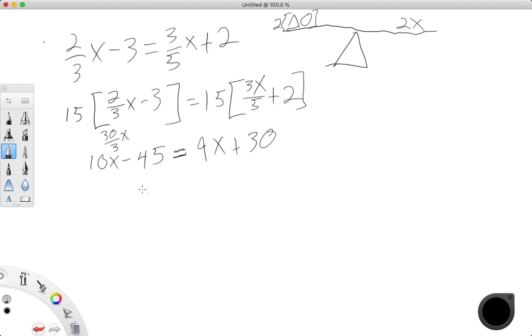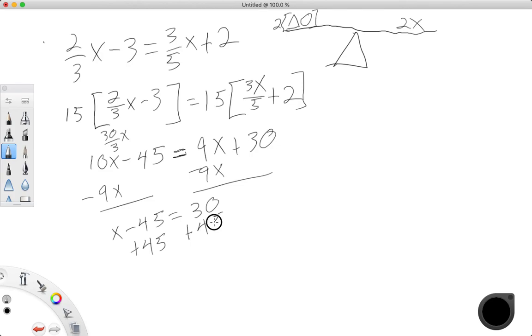Okay, so now we can just do some simplification. I'm going to go ahead and subtract my 9x from both sides first. And 10x minus 9x leaves me with a single x, minus 45 equals 30. And add 45 to both sides. And that leaves me with x equals, because those cancel out, 75.